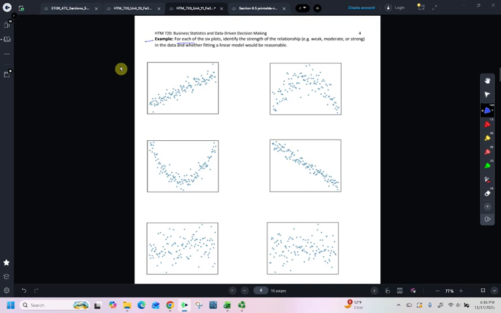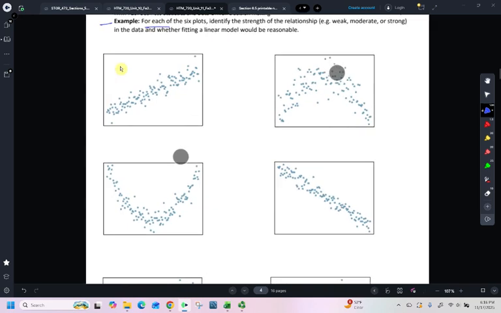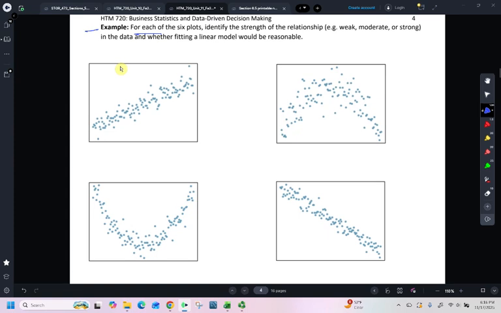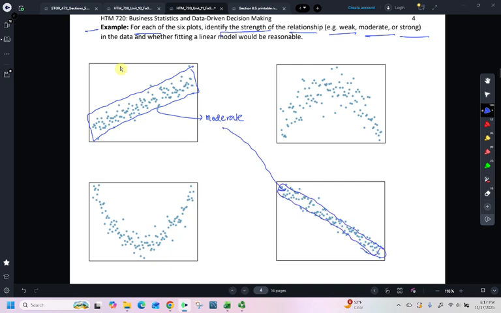For each of the 6 scatter plots shown below, we're to identify the strengths of the relationship: weak, moderate, or strong. Remember, this is indicated by how tightly clustered the points are. I would say that this band right here is moderate, because in comparison with this one, this seems to be more tightly clustered together. So I would say strong relationship.